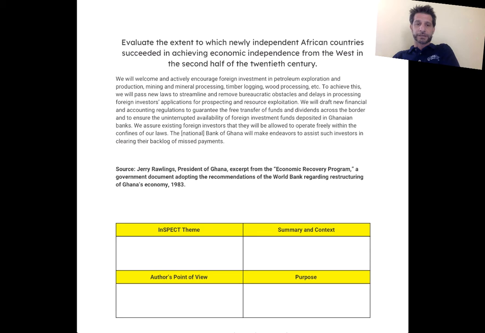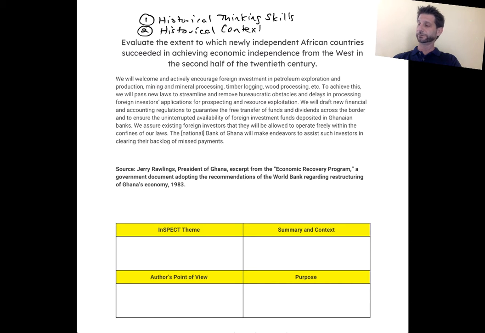So whenever we get a passage, the first place that we want to go to is the question itself. Let's take a look at that. Whenever we're looking at the question, I'm just going to outline it for us. We're going to want to look at the following things. Number one, we want to look for those historical thinking skills. The second thing is the historical content. What are we being asked to do with those skills?